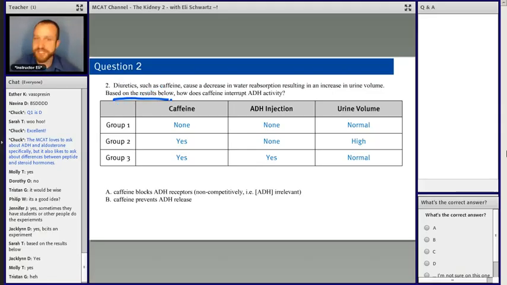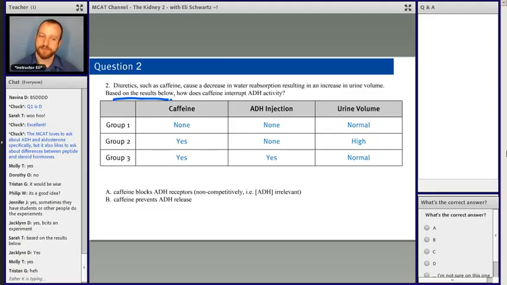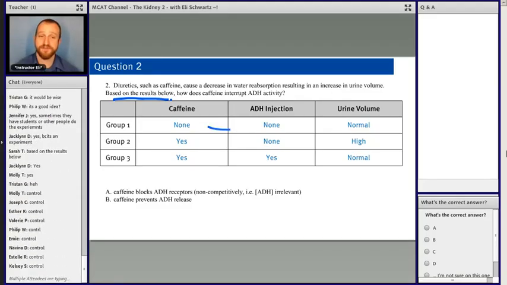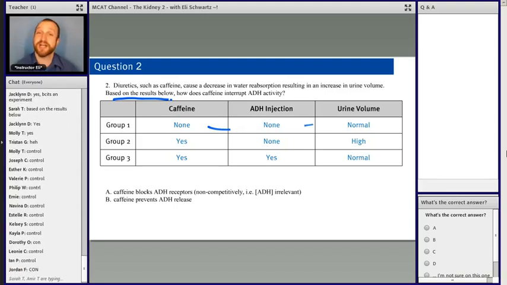So let's run through each of these groups very briefly. Categorize for me, what might you call group 1 in an experiment? It's a control group, right? No caffeine, no injection, normal urine. Sounds like our control group.